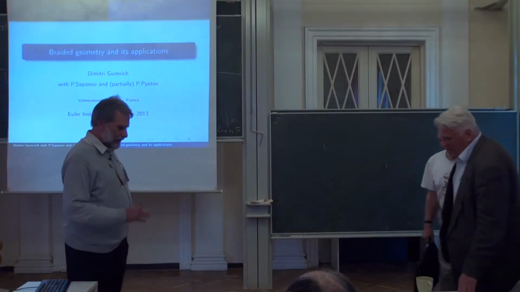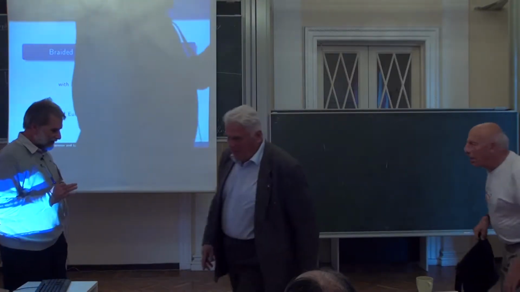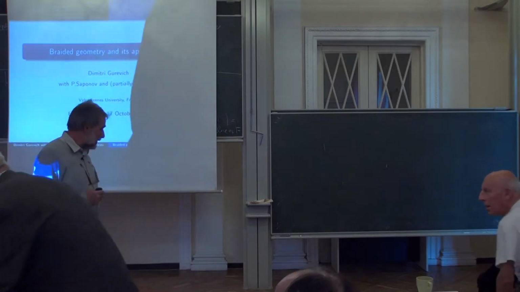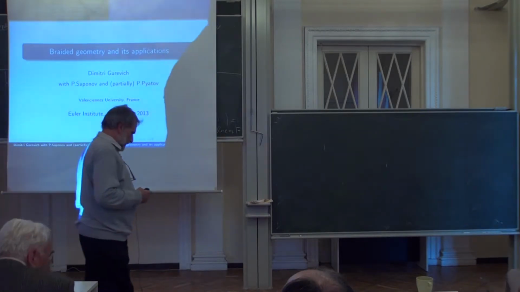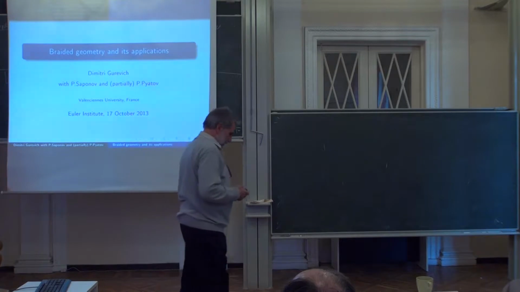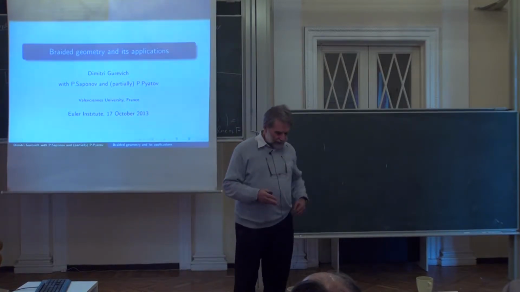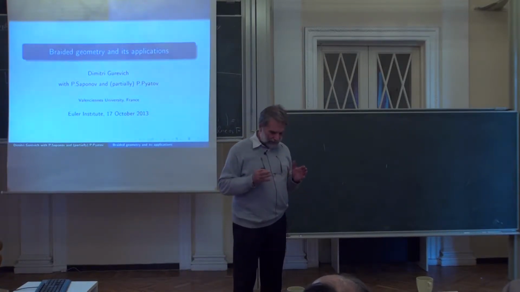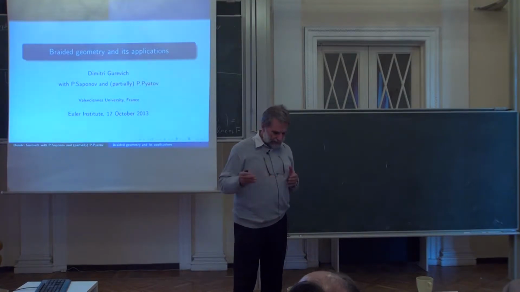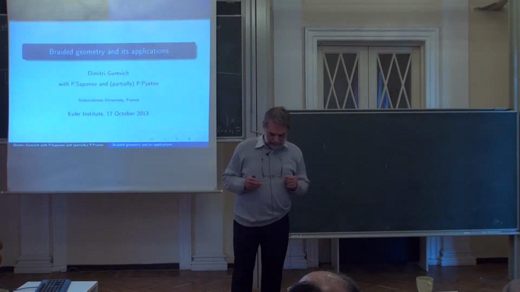My talk consists of two parts. The first part is devoted to the braided geometry. By braided geometry, I mean geometry related, a sort of non-commutative geometry, but related to a braiding. I will explain a little bit later what braiding means.